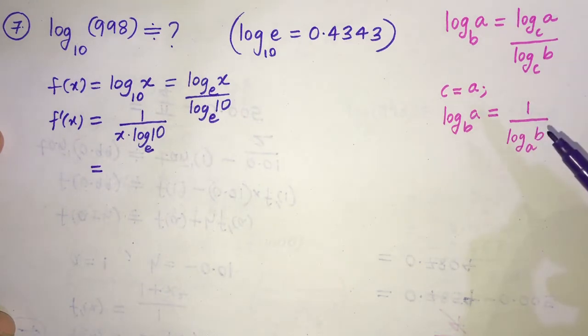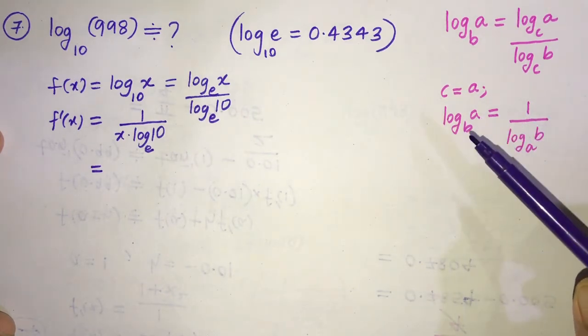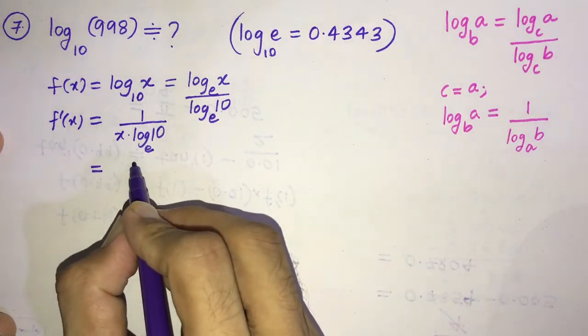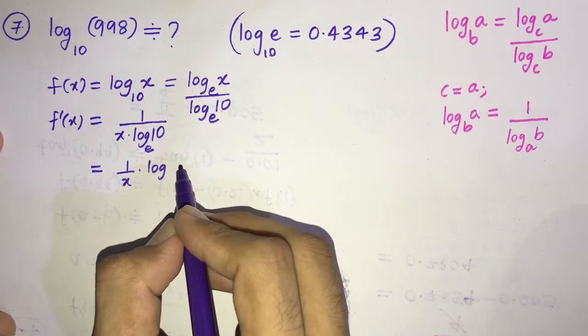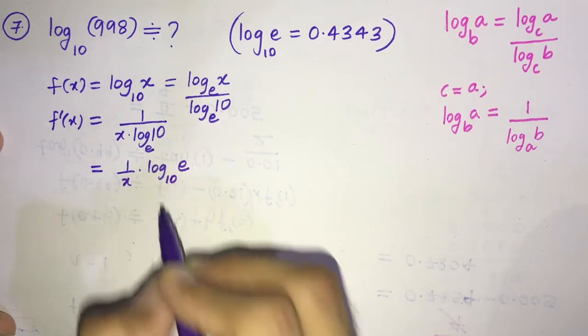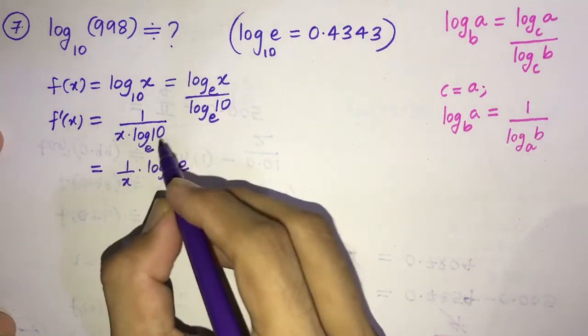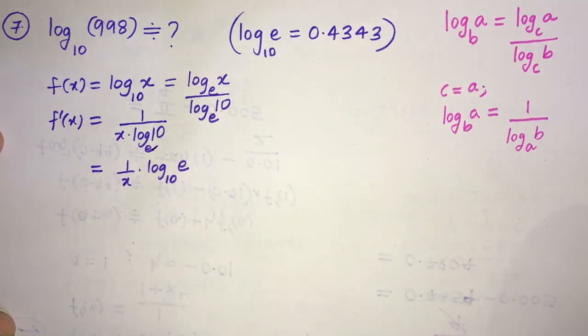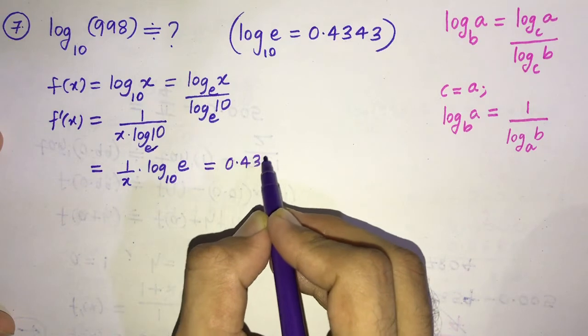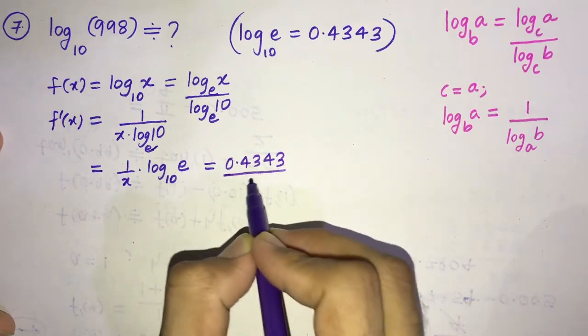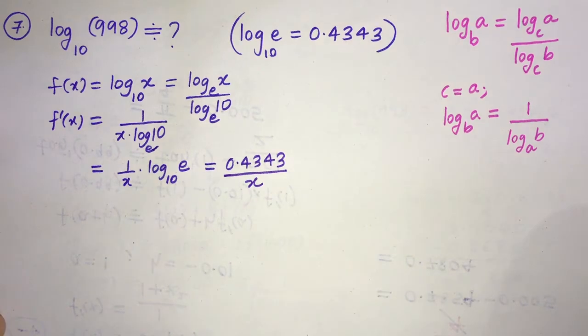Check: 1 by log b to the base a can be written as log of a to the base b. So this becomes 1 by x into log 10 to the base e, which can be written up in the numerator as log e to the base 10. And that is where we are going to use the data given to us. So f dash x becomes actually 0.4343 upon x.